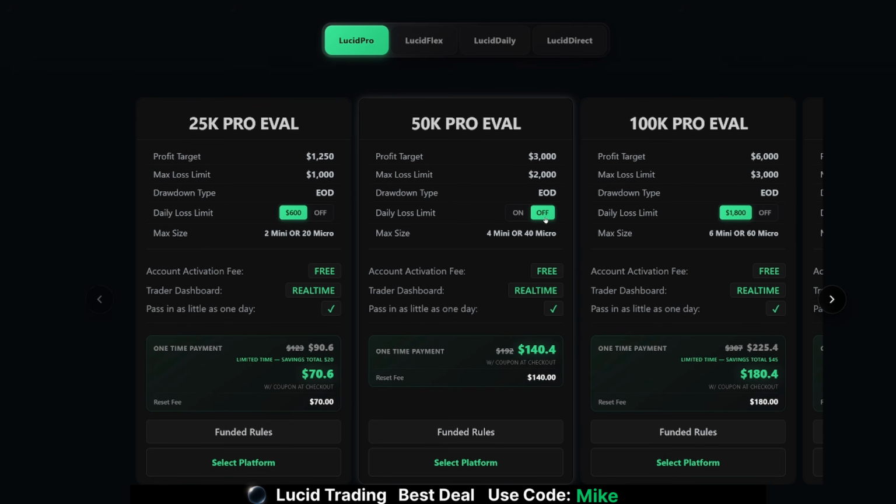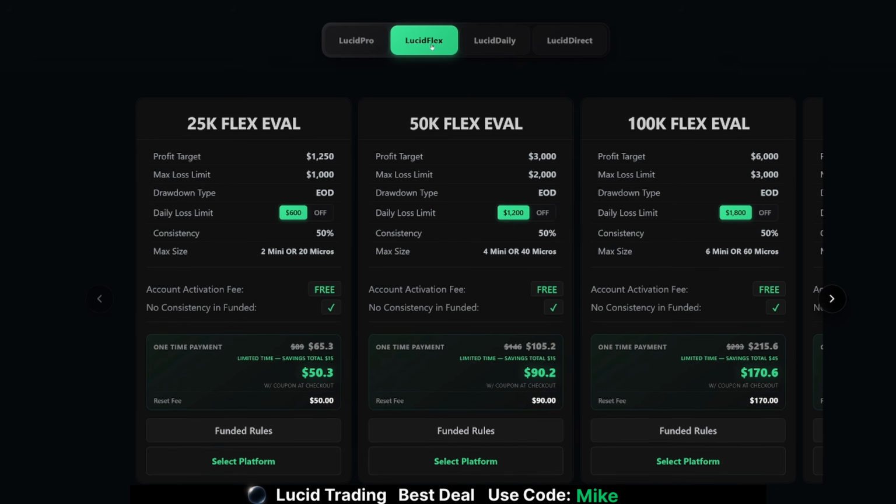Now, keep in mind, one of the big attractions to the Pro account is the fact that we have the ability to pass this account in 1 single day. It doesn't mean you have to try to go ahead and pass it in 1 day, but you have that ability to do so. Now we look at the Lucid Flex account. We have a daily loss limit. This account will cost you $90.20 at the time of recording this video.